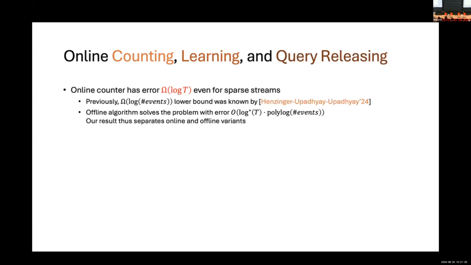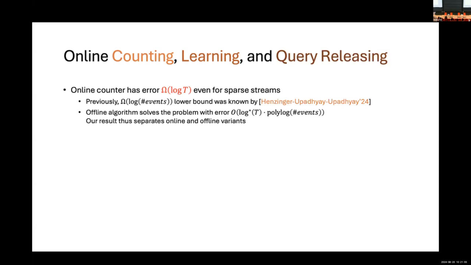to make a noticeable reaction. To compare with previous work, an Omega(log number of events) lower bound was known by Hesinger, Upadhyay, and Upadhyay. But they also have a stronger lower bound in terms of the L2 error metric. And for the L infinity metric, I think there is still an open problem to close the gap between log T and log T to the 1.5.